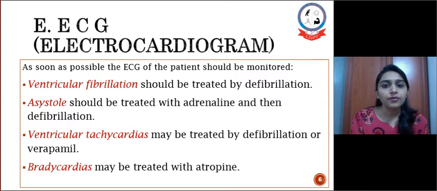If we find in the ECG that there is ventricular fibrillation, then it should be treated by defibrillation. If we find there is asystole, then it should be treated with adrenaline first and then the defibrillator. In case of ventricular tachycardia, it may be treated by defibrillation or verapamil, and bradycardia may be treated with atropine.